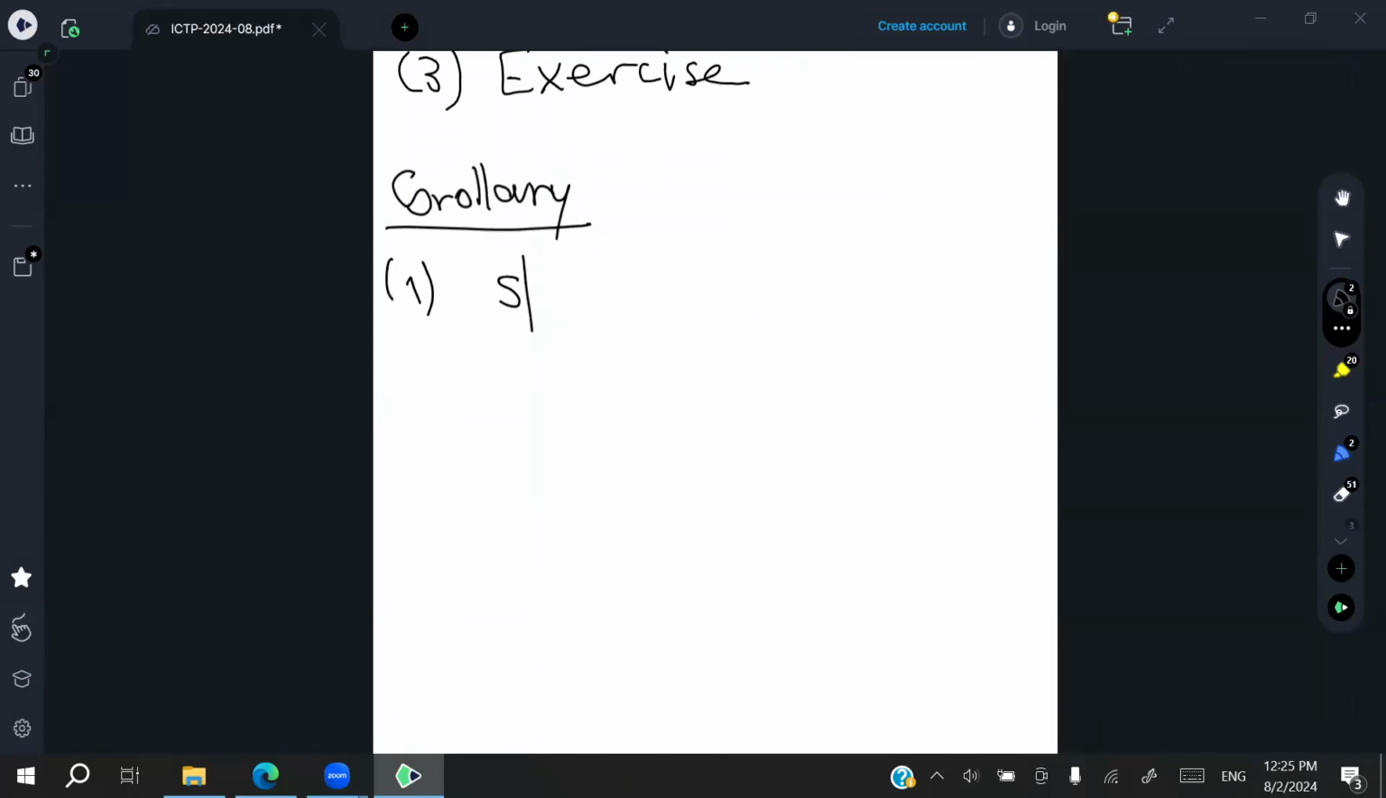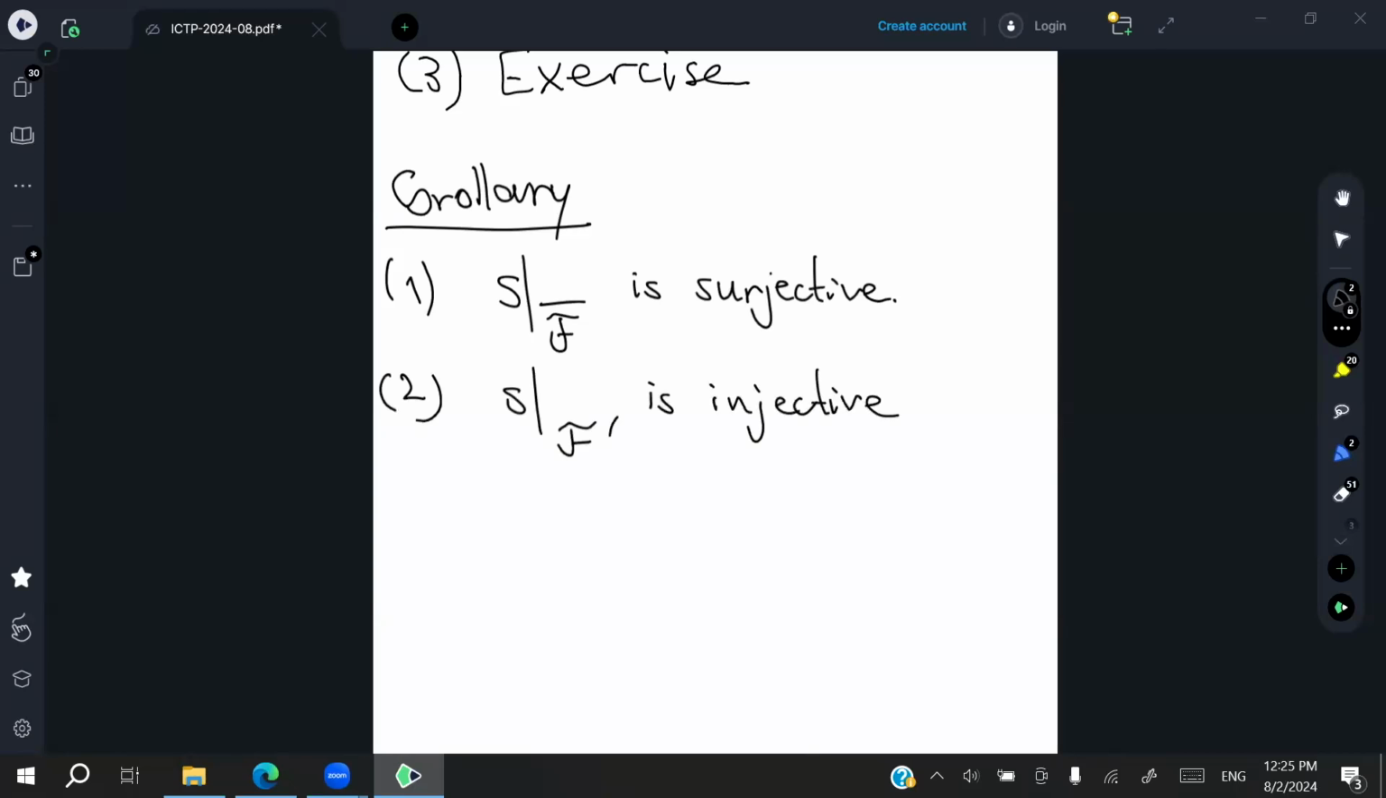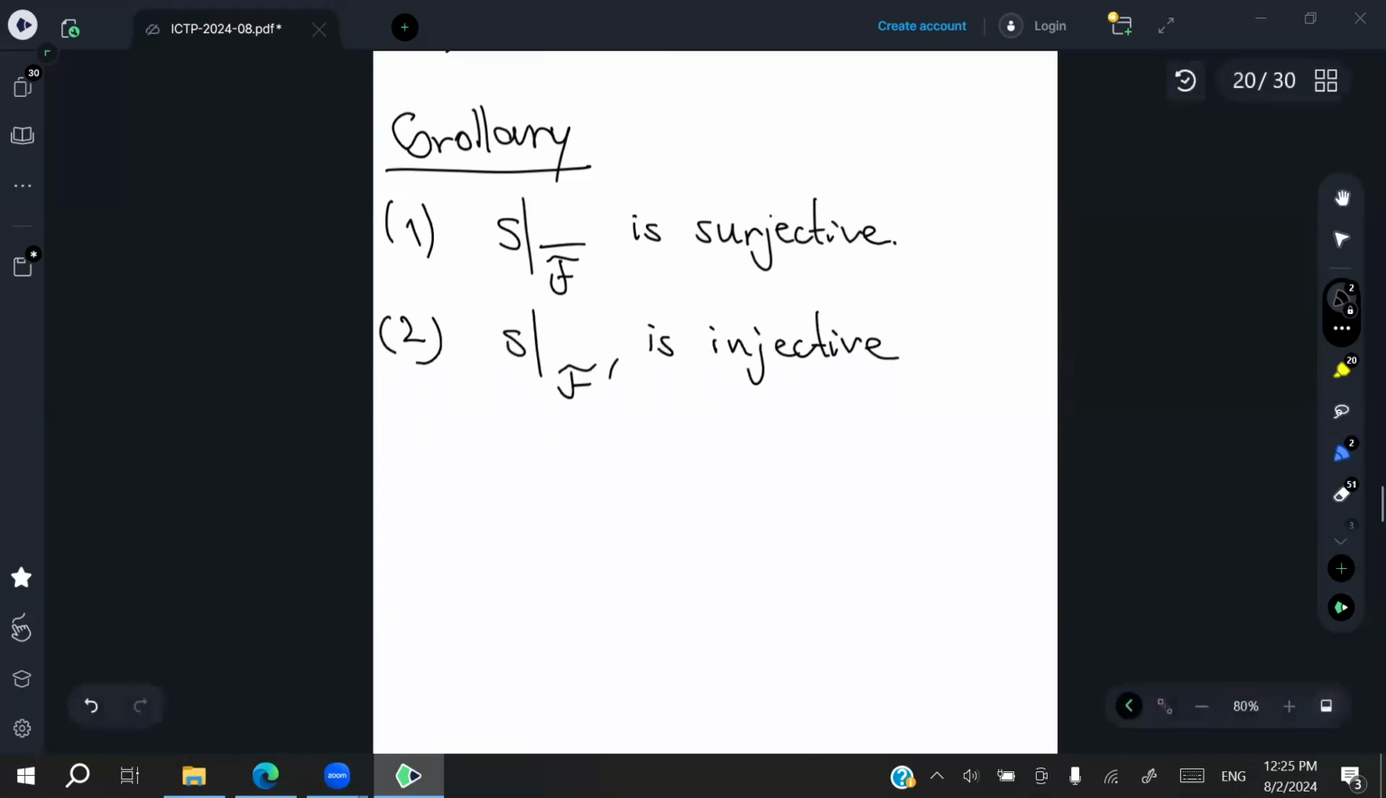So the first is that the restriction to this completed set of fields is surjective. The second part is that the restriction to this commutant set of fields is injective. Okay, and how's the proof of this?